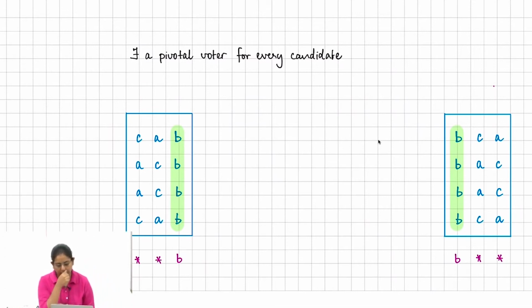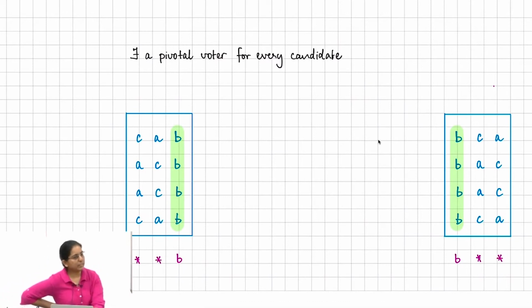All right. What is written in pink at the bottom is the output of the mechanism, and notice that I know for sure that the mechanism must place B at the bottom in the first profile, and it must place B at the top in the last profile. The rest of what it does is a mystery to me. I don't really know, but this I know for sure. Why?